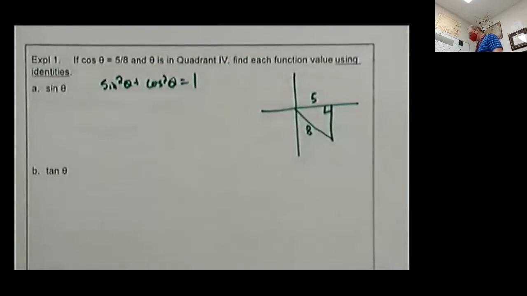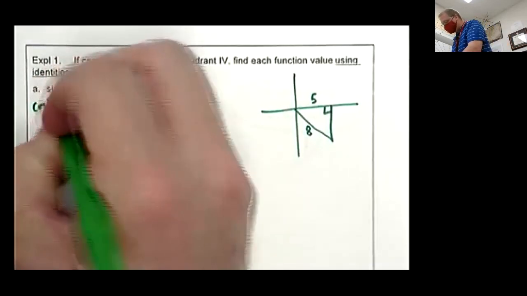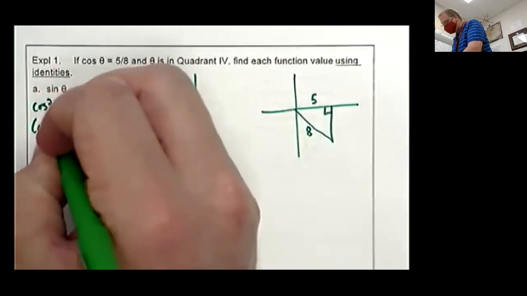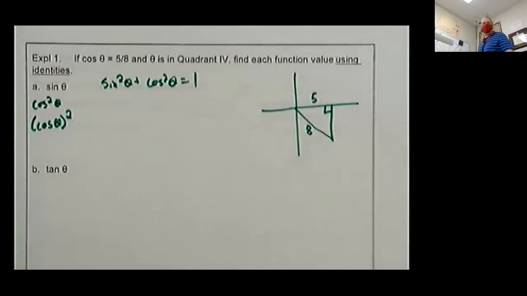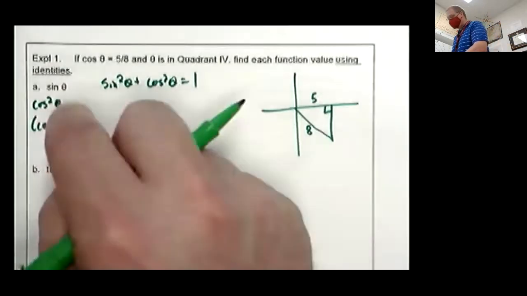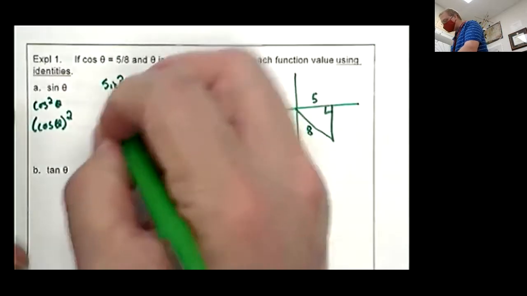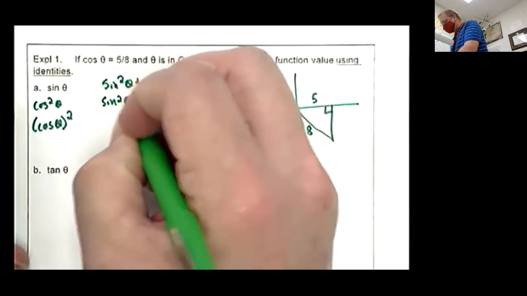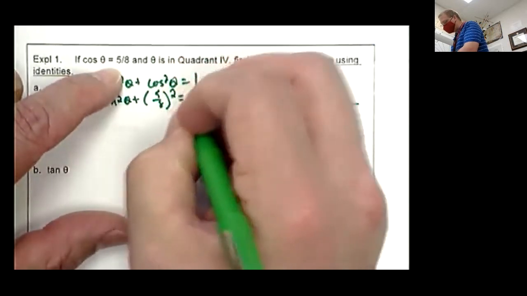And now we're just going to plug in. Remember that cosine squared theta is the same as cosine theta quantity squared. We use that notation so we're not squaring the actual theta. We want to square the whole function. So that gives us sine squared theta plus 5/8 squared is equal to 1.